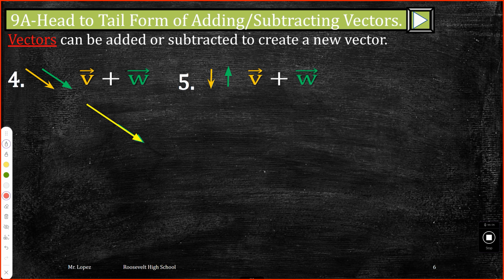So if I go like this, and then somebody else comes in and puts this at the tip of the yellow one, they undo each other, and so it becomes nothing. So if you have these two, and you wanted to add those two right there.